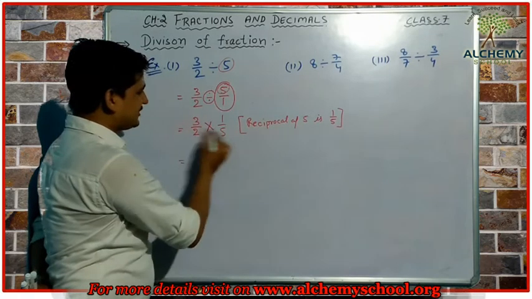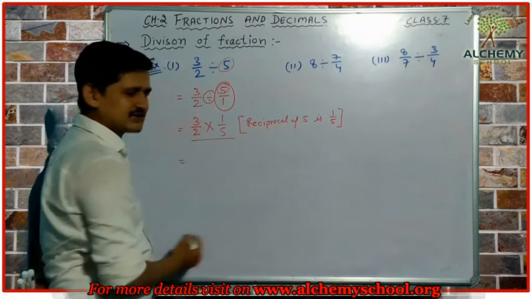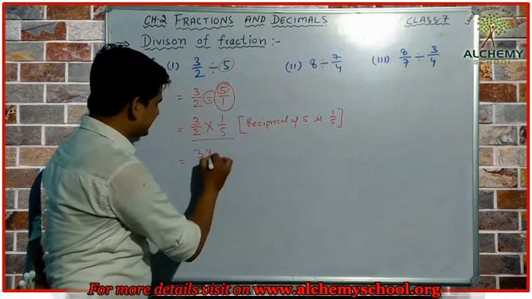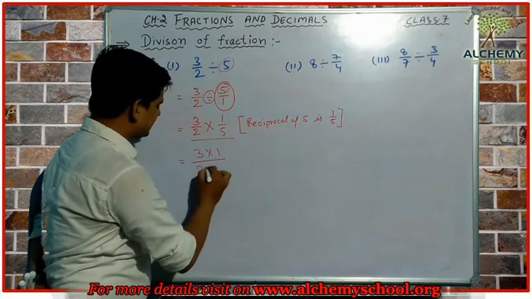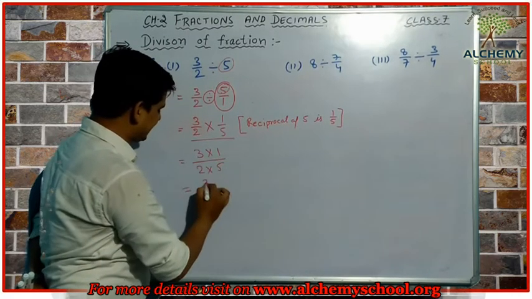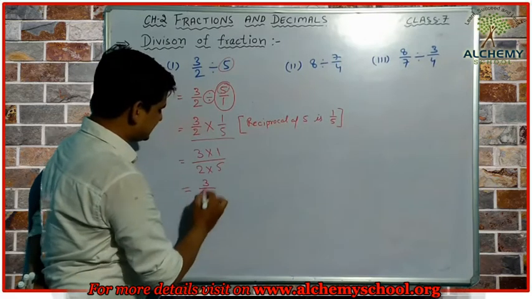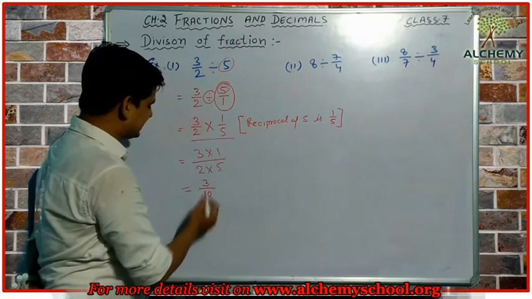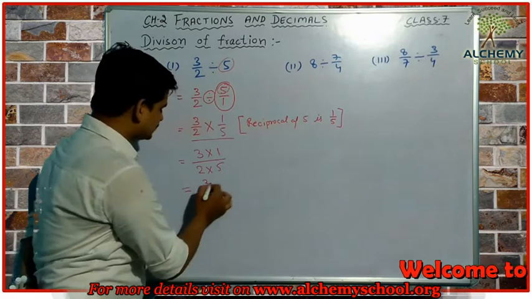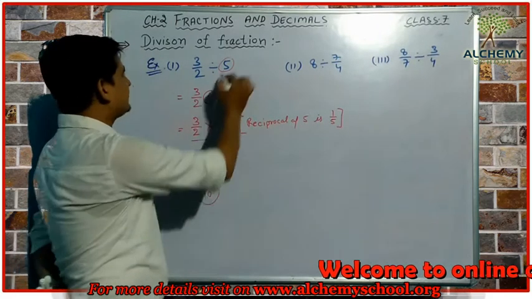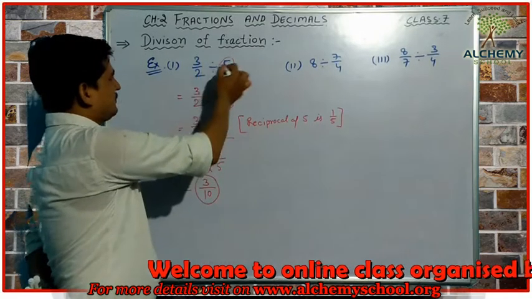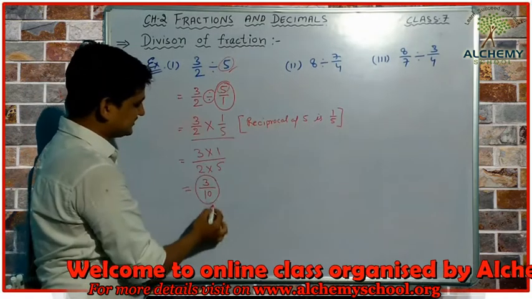Now we have two fractions in the form of multiplication. Simply we can multiply them. Numerators will be multiplied and denominators will be multiplied. We get the result here: 3 1s are 3 and 2 5s are 10. We can see here 3 upon 10 is in simplest form, so this will be the answer of this question. When we divide 3 upon 2 by 5, we get the result 3 upon 10.